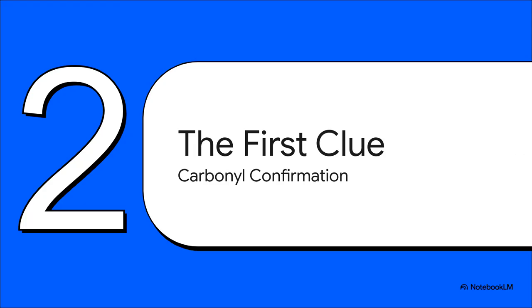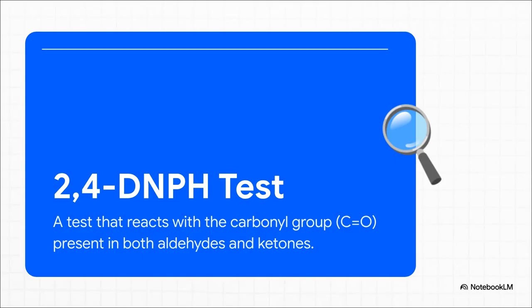Okay, so before we even try to tell them apart, we have to do our due diligence. We need to confirm that our unknown chemical even has a carbonyl group in the first place. Think of it as making sure our suspect was even at the crime scene. For that, we use a general catch-all test. Our first tool is a bit of a mouthful. The 2,4-dinitrophenylhydrazine test. Yeah, let's just call it 2,4-DNPH for short. This chemical is basically a carbonyl-seeking missile. It's designed to do one thing: find that carbon-oxygen double bond and react with it.